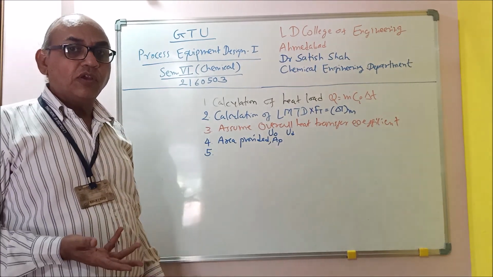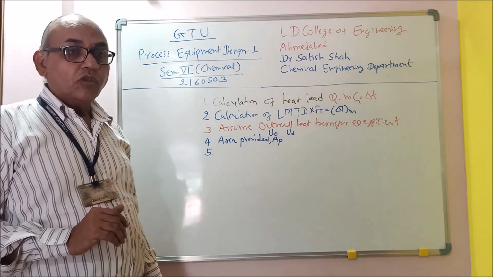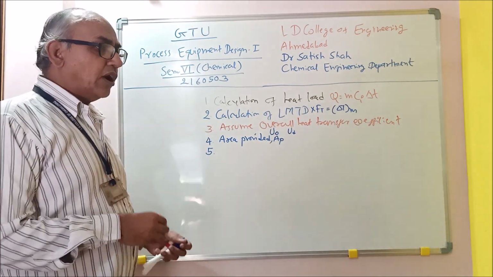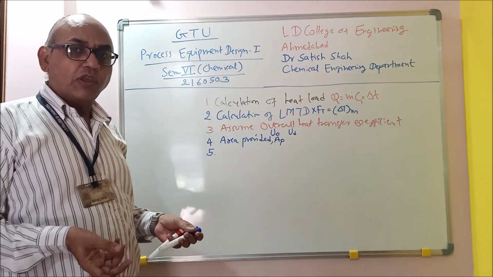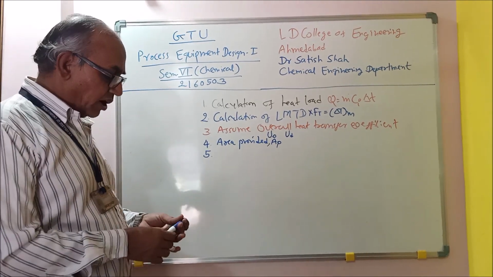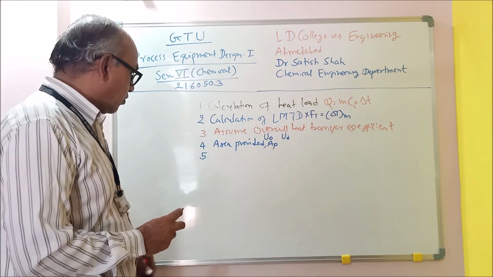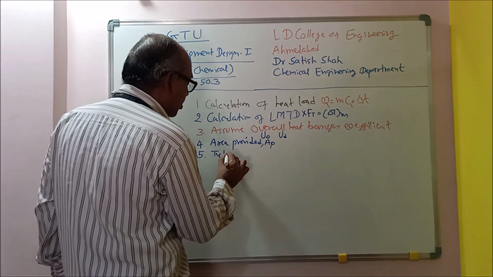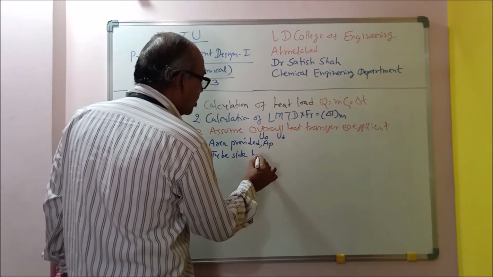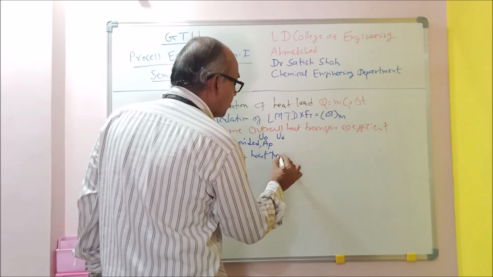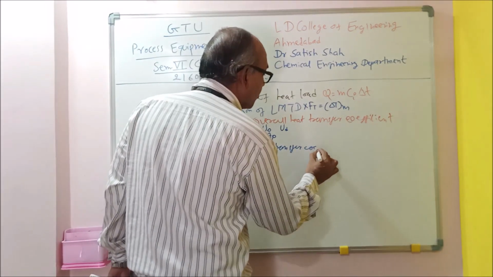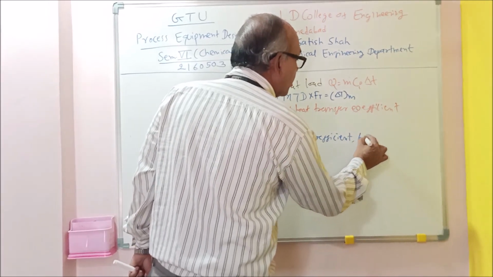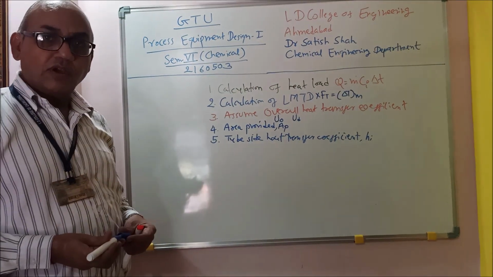Now we have to check whether it is okay or not. So for that we have to calculate the heat transfer coefficient. We have to calculate shell side and tube side both heat transfer coefficients. So let us do the calculation one by one. First I will discuss the tube side heat transfer coefficient. That is known as HI.